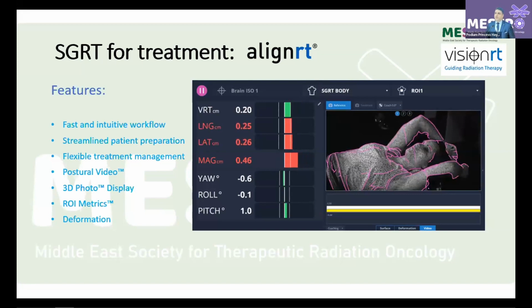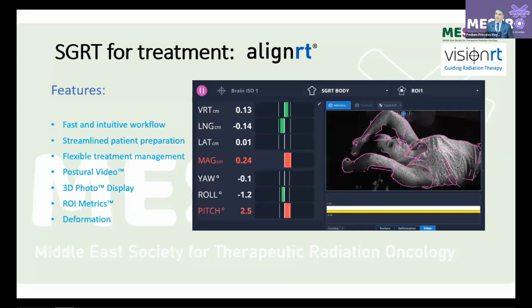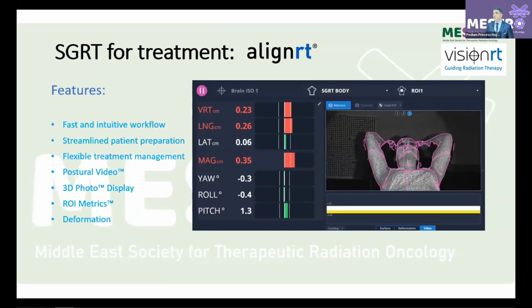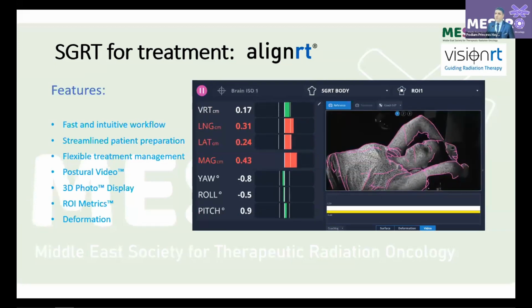So what you see here is the live video feed coming from the bunker within the cameras, and what's overlaid on top, these are the contours generated automatically by Align RT, by SGRT system, to tell you where the patient needs to be and where they're supposed to be going as part of the general postural setup. The outlines are generated from your reference surface.